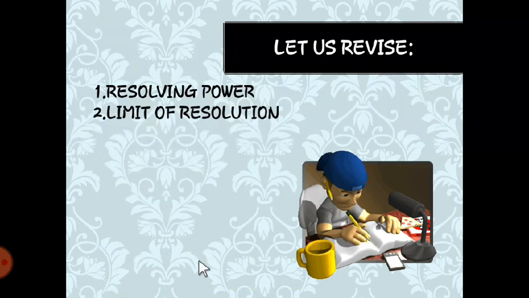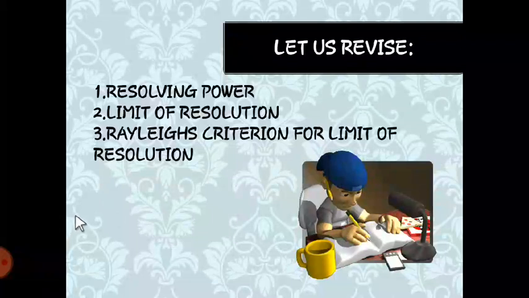Next one is limit of resolution. What exactly is the limit of resolution? The object in front of us is visible to us at some angle. The rays falling on our retina let us see that object. The minimum angle by which we can see that resolved object is nothing but the limit of resolution, and the reciprocal of that is the resolving power, which we have seen already.